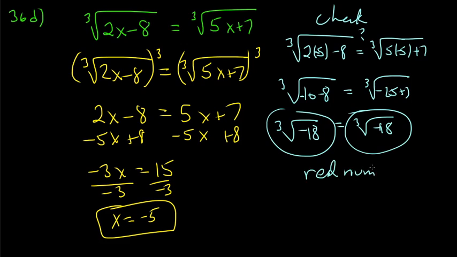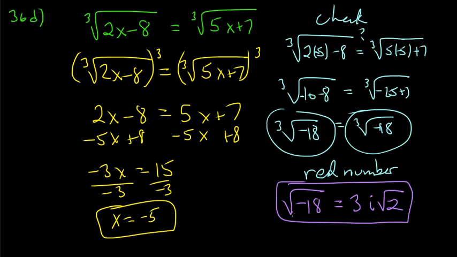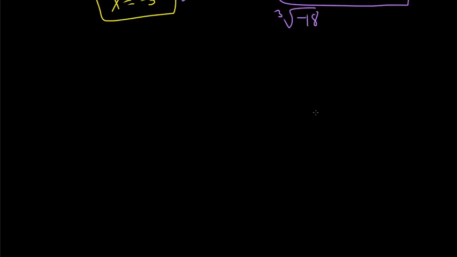It's not imaginary, right? Don't get confused with the square root of negative 18, right? That is an imaginary number, right? That is 3i square root of 2. But there's nothing wrong with taking the cube root of a negative number. It's just a negative number. Okay, so the negative 5 is correct, right? X equals negative 5 is the correct solution.